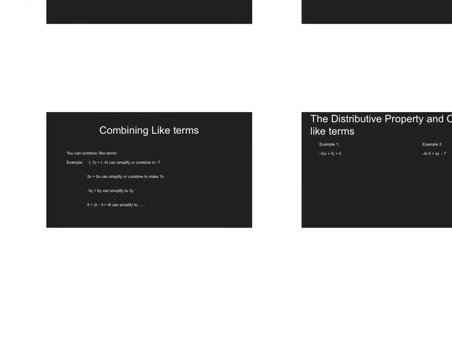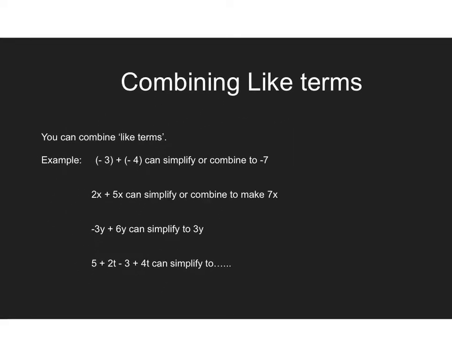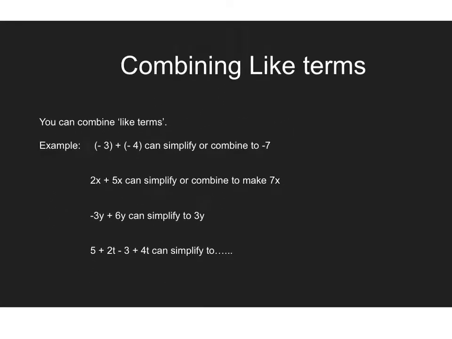So let's talk about combining like terms. Combining like terms is simply looking at the things that are the same. So in this first example, we have a number, -3 and -4. If you add those two, you get -7. So -3 plus -4 equals -7. They're the same thing, they're just numbers.